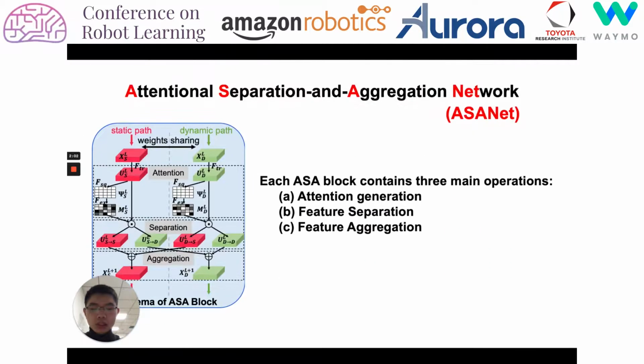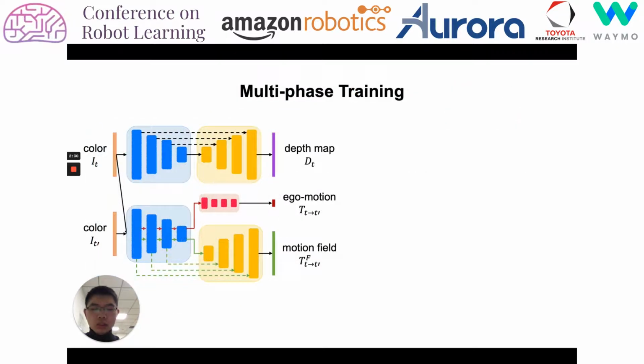First, let me simply introduce our ASANet. It's a variant of ResNet with a novel ASA block. There are two pathways sharing feature propagation inside the model. In each layer of each pass, we first compute an attention mask, and then use it to decompose features into static and dynamic parts. Finally, the decomposed static and dynamic features from two passes are aggregated into a new pair of features and fed into the subsequent layers.